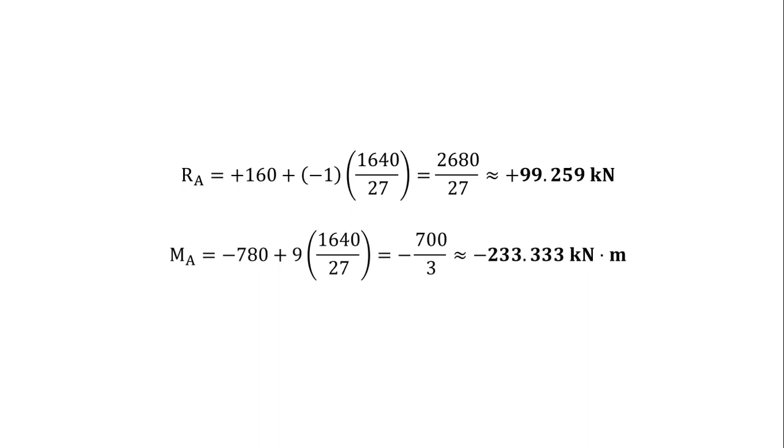Okay? So, as with the moment. So, ginawa lang natin negative yung counterclockwise. So, kanina, yung moment doon sa point A ay 780 kN. So, times 9, yun yung magnitude ng moment doon naman sa unit load na 1 times the magnitude of RD is equal to negative 233.333 kN meter.